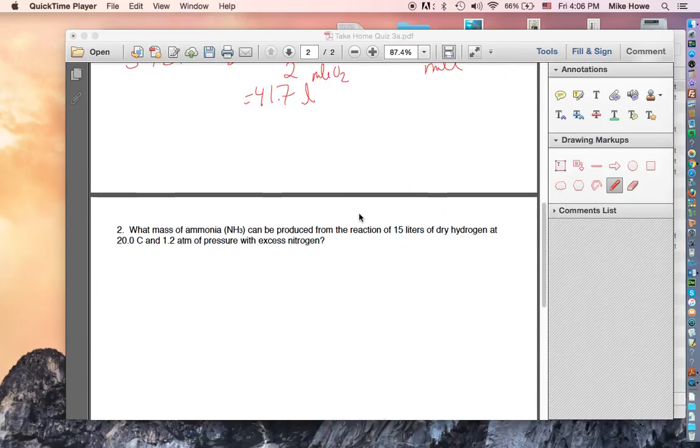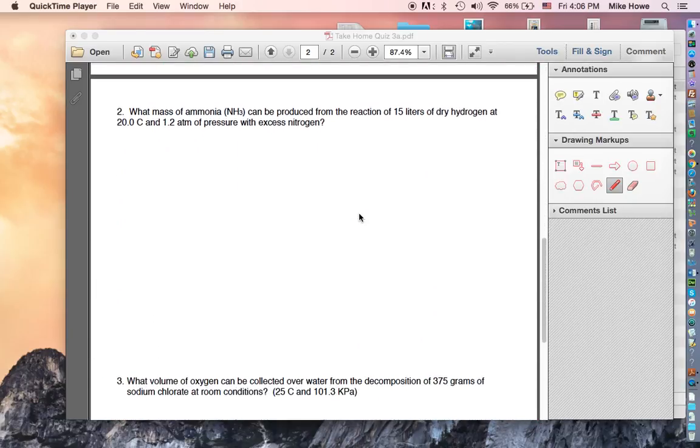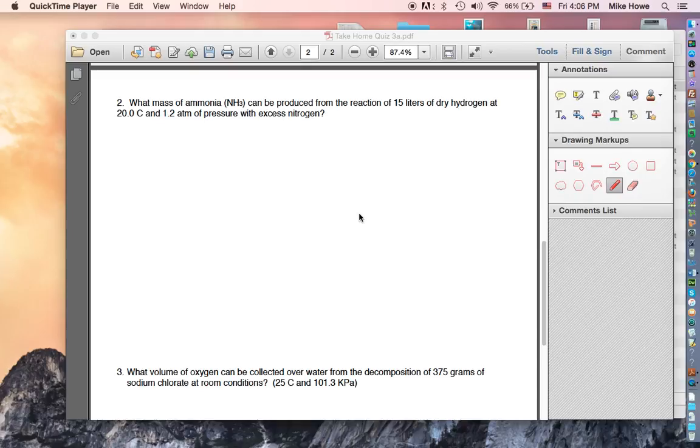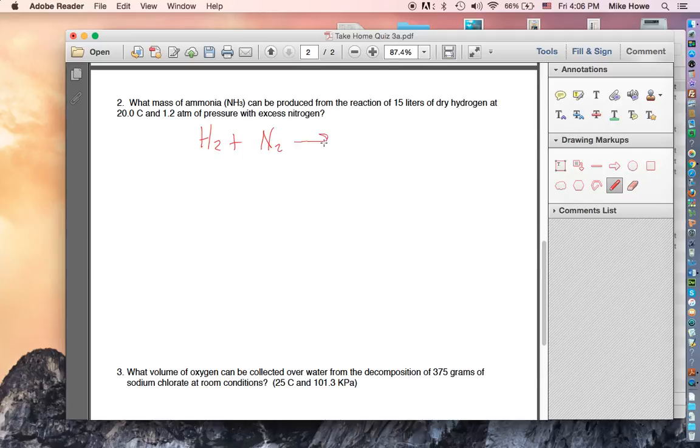So here we go on question 2 on this little problem set. We want to make ammonia, or what mass of ammonia can be produced from 15 liters of dry hydrogen. The dry hydrogen is nice because that means you don't have to deal with water vapor pressure. So we've got hydrogen plus nitrogen that's going to make ammonia, NH3. Not balanced, so you put a 2 here and put a 3 here.